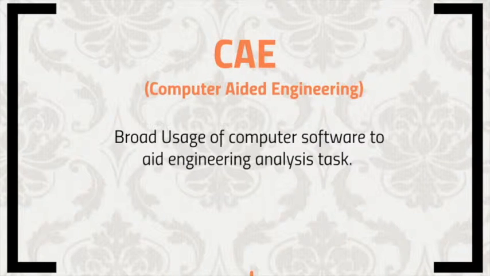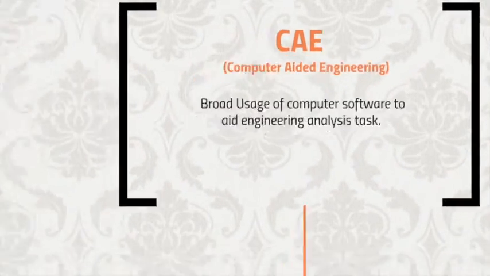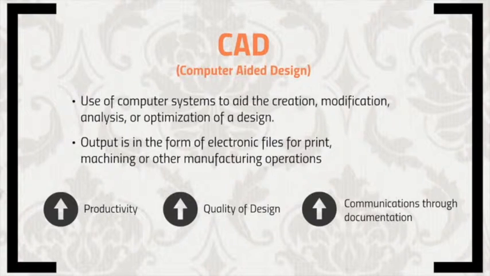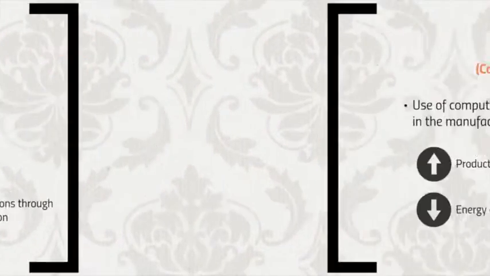Computer-aided engineering has many different software packages associated with it that allow engineers to perform many different tasks for an engineering project. And let's take design for example. Using computer-aided design, engineers can create, modify, analyze, and optimize the design of a product. This can increase productivity, quality of the design, and communication through the documentation.